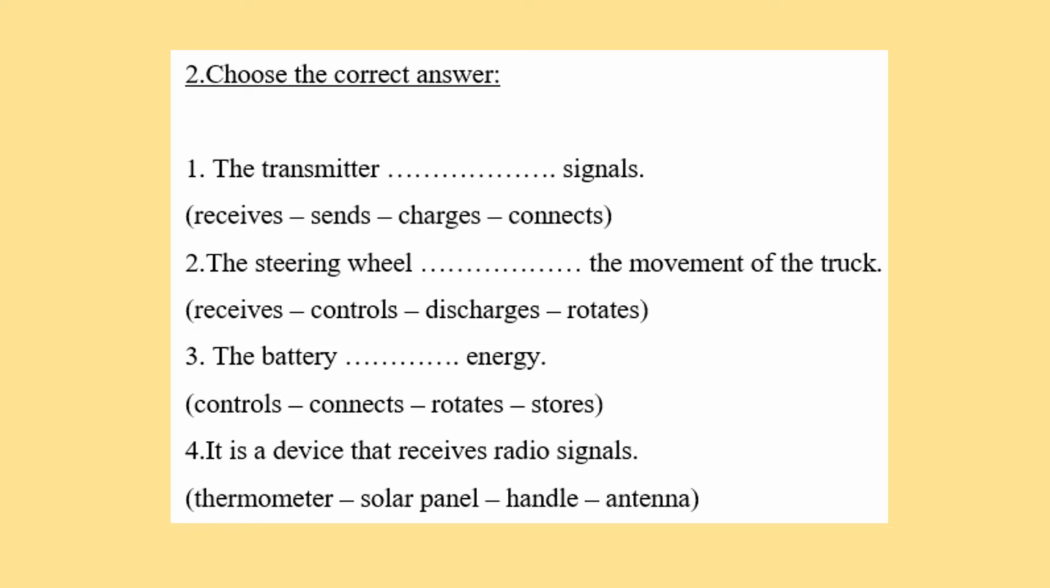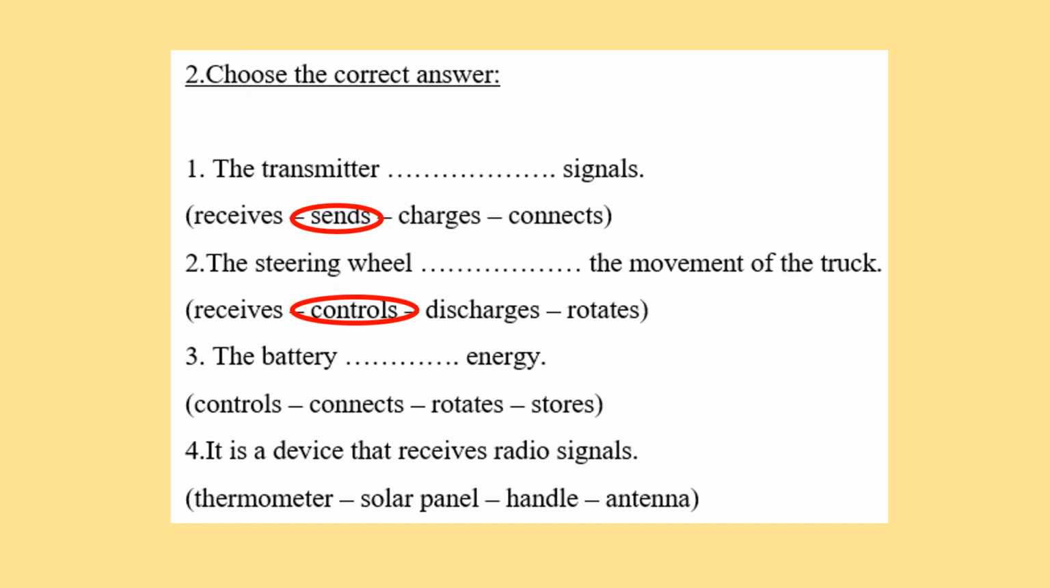Okay, here we have to choose the correct answer. The transmitter signals: receives, sends, charges, or connects. Okay, the transmitter, this part is in the radio or in the remote controller, so the transmitter sends signals. Number 2, the steering wheel the movement of the truck. So we have receives, controls, discharges, or rotates? What do you think the correct answer is? Very good, it's controls. So the steering wheel controls the movement of the truck.